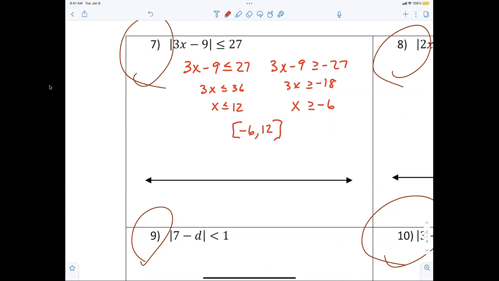Now, notice I left a number line down there just for those of you who are struggling seeing numbers. But I prefer that you not write it on the number line, only if you need it.